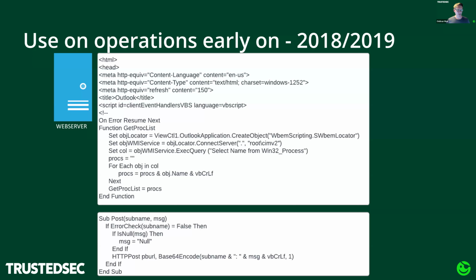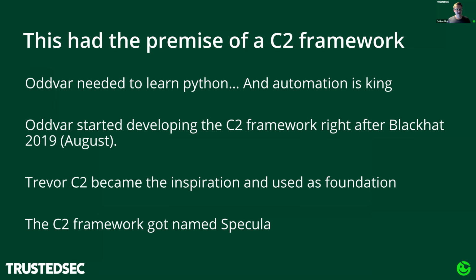So that's fine if you have one agent, but if you have multiple agents, that's a pain, because then you don't know which client is connecting at what time and stuff like that. So that's kind of complex. So this basically had the premise, from what I understood, to be a C2 framework.